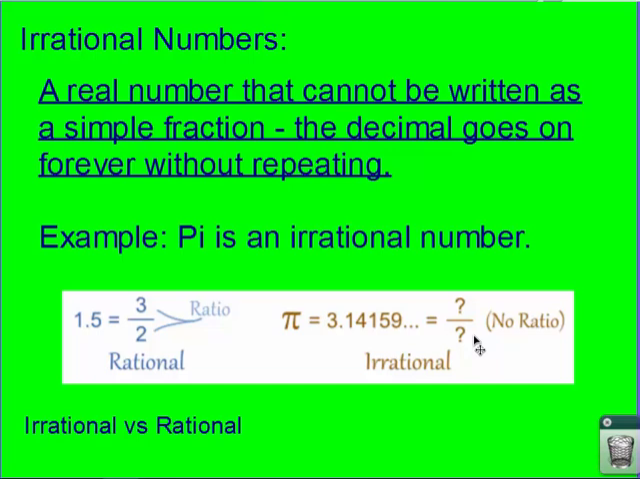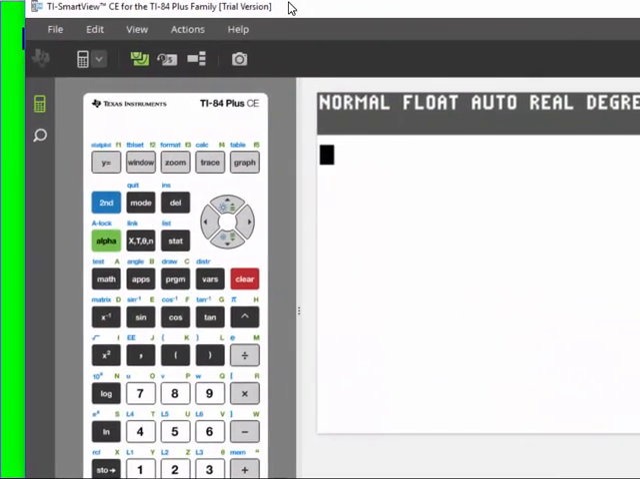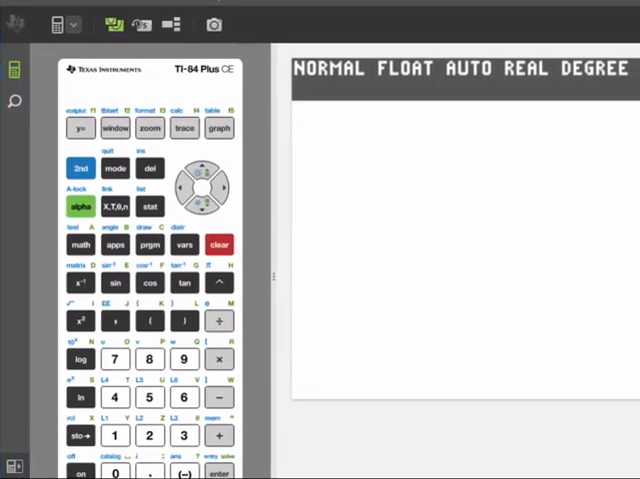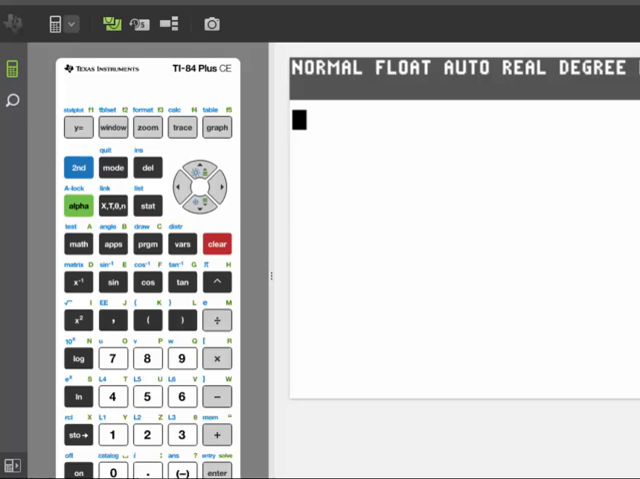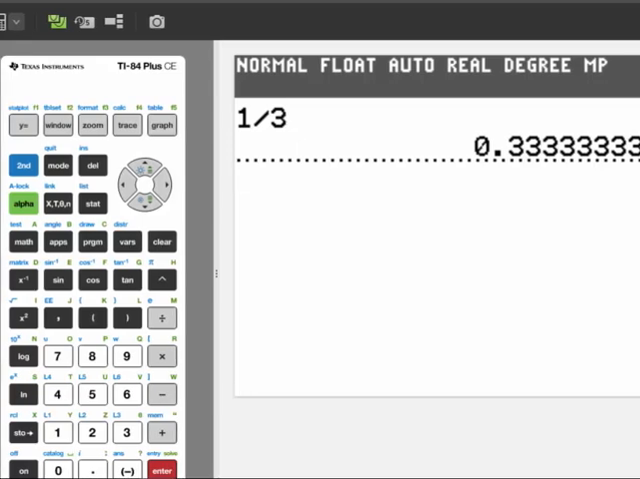It cannot be written as a ratio. Now, we may have one that is close to that, but it's just not one. In that decimal, there is no pattern of repeating. If I were to bring up a calculator here, and I did 1 divided by 3 and hit enter, I would get the value of 0.33333333 all the way across. Well, that has a pattern of repetition. So that one is a rational number, because there is a form of repeating.